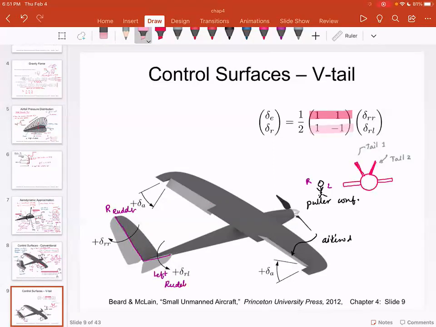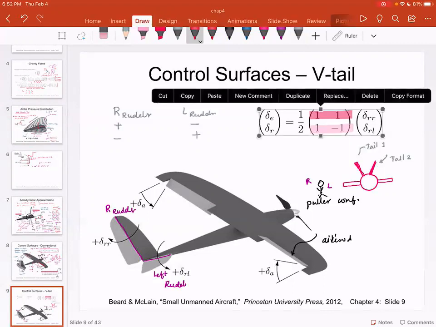Now I want you to understand that there is a subtle concept over here, about the deflections, that I want you to note. So you have the right rudder, you have the left rudder. There are actually four combinations possible. You can have the right rudder go in plus direction and the left rudder in minus direction, the left rudder in minus direction and the right rudder in positive direction, and then last but not least, both the rudders could go in positive direction and both the rudders could go in negative direction.